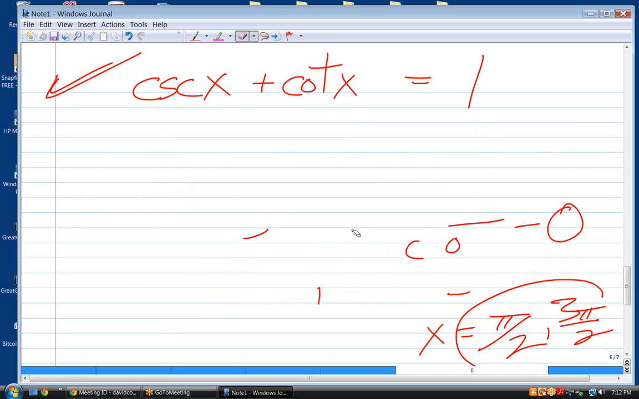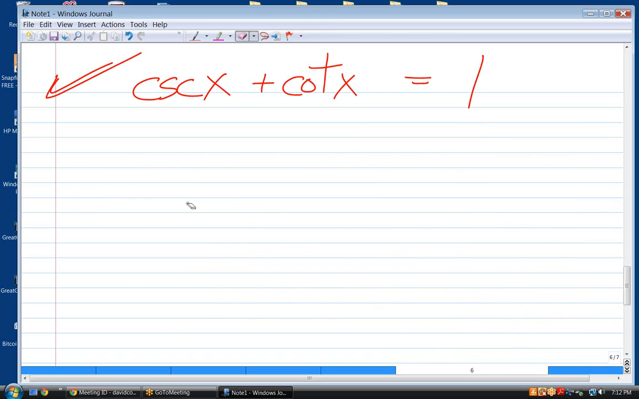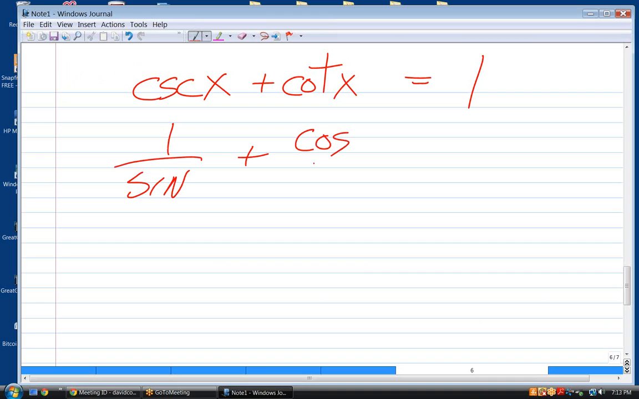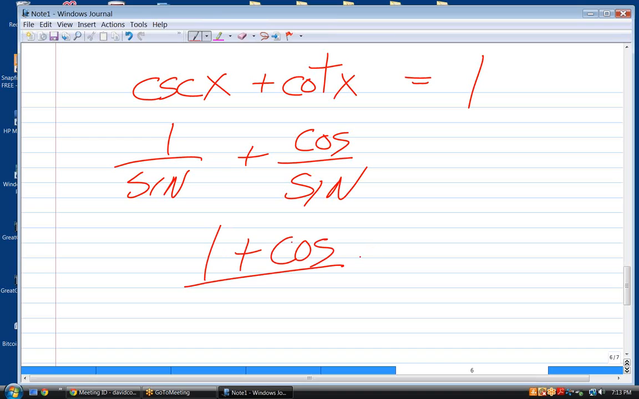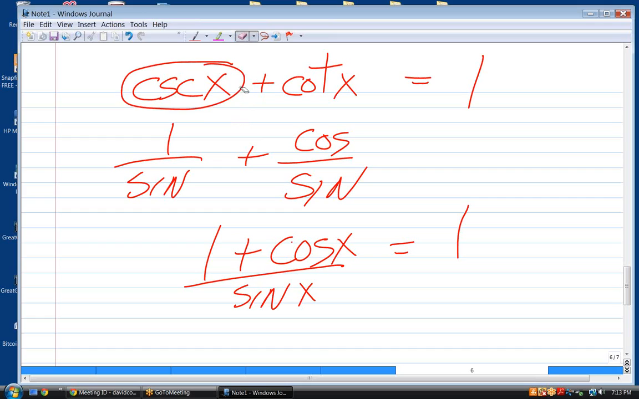Yeah, let's switch them to sine and cosine. This is 1 over sine plus cosine over sine, right? Mm-hmm. So now we have 1 plus cosine over sine equaling 1, which means x can't be 0. Well, yeah, x can't be 0 anyway because that's undefined at x equals 0. So I know sine x can't be 0, so I can multiply it by both sides.